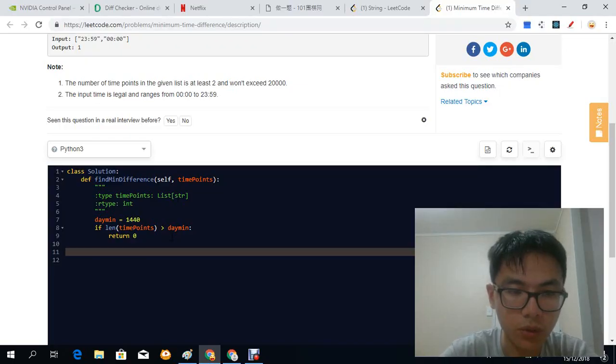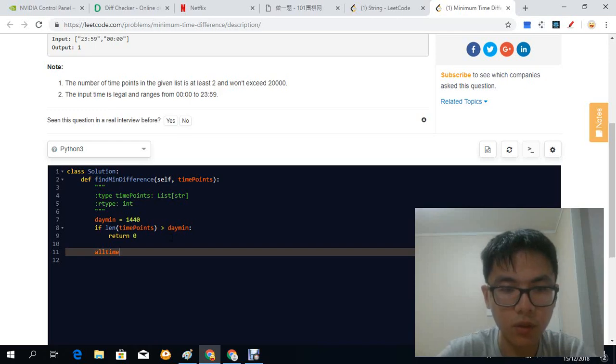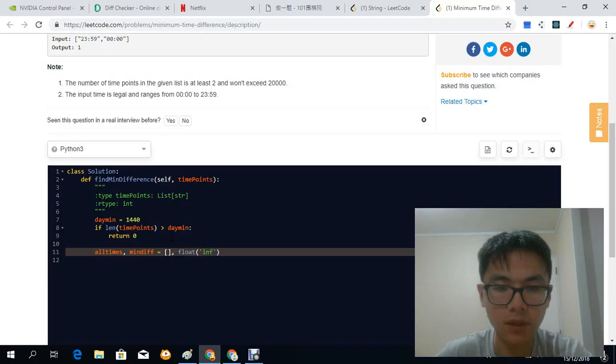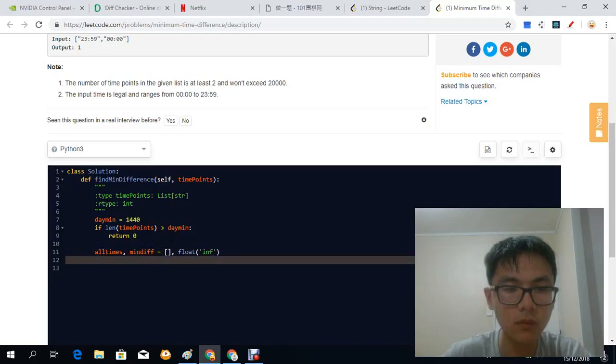So now we are going to create our new list with time, and we need to create a variable which is our answer, eventually the minimum difference. For the minimum difference, we first give it the biggest number possible. Now it's time to convert our time points and put them in all times.